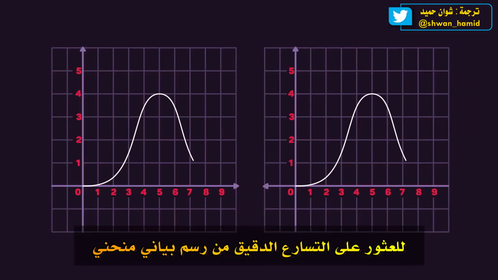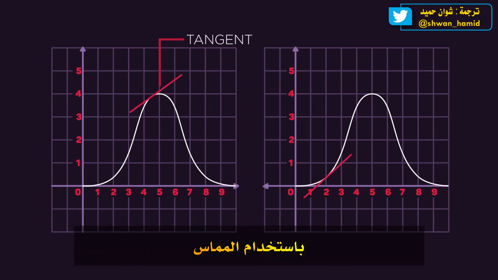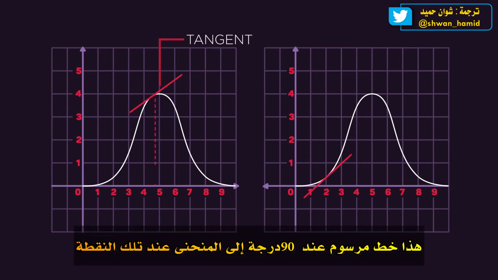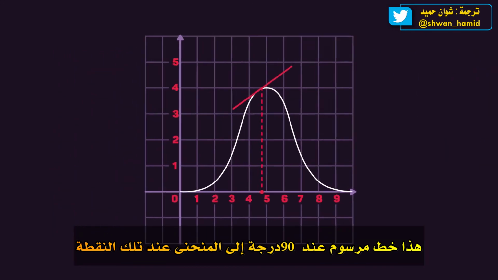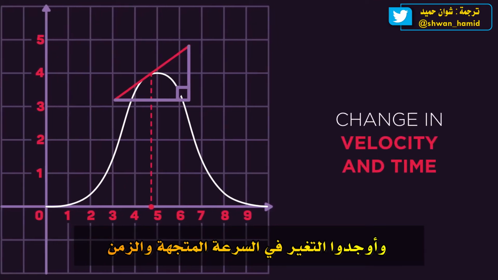To find the exact acceleration from a curved graph, you need to find the gradient at that point in time using a tangent. This is a line drawn at 90 degrees to the curve at that point. Use this to form a right-angled triangle and find the change in velocity and time.